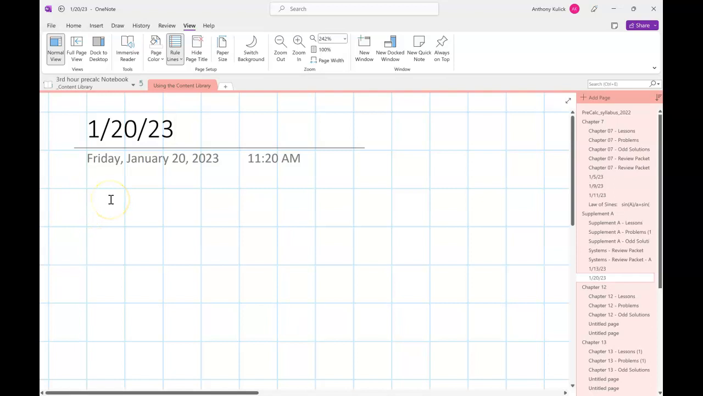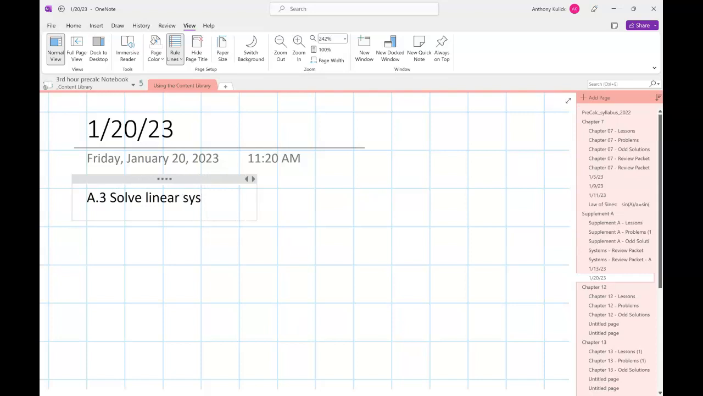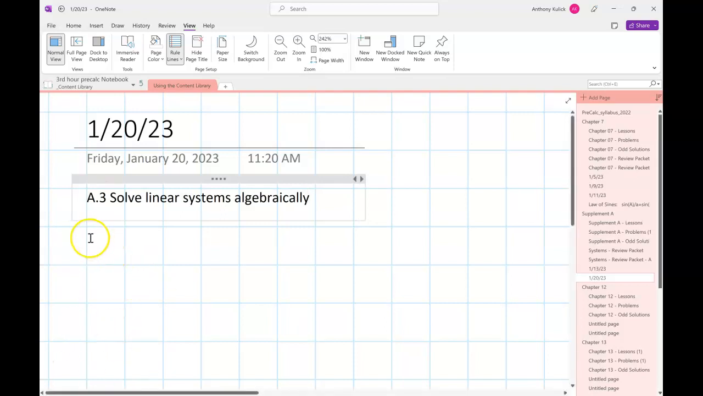So what we're going to talk about next then is we're going to talk about solving these linear systems algebraically. So instead of graphing, we're going to do this algebraically.